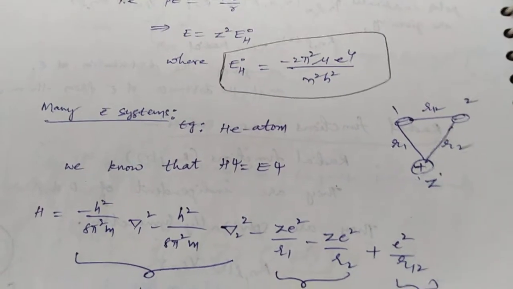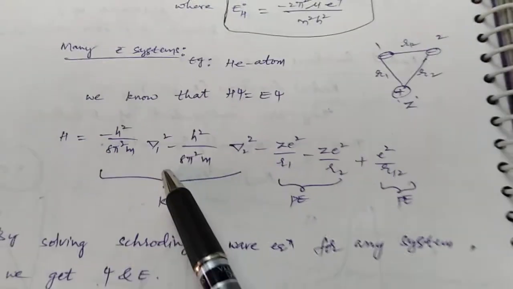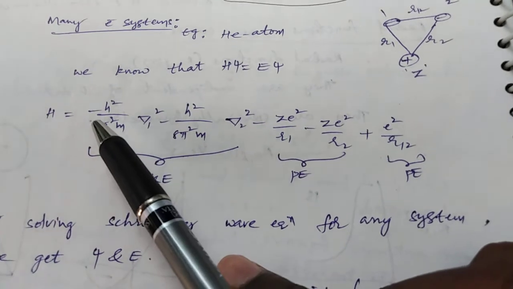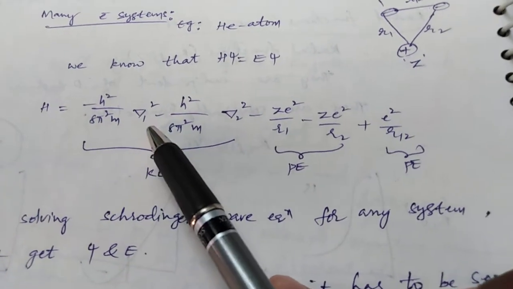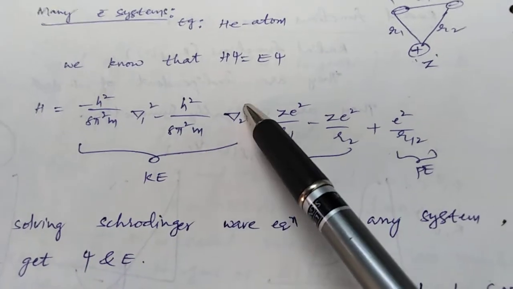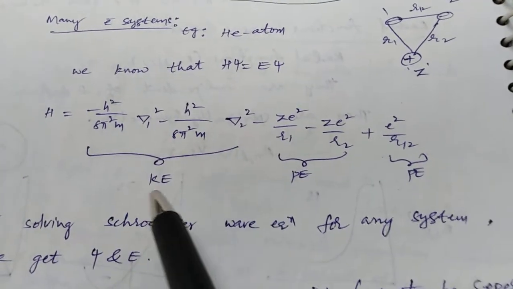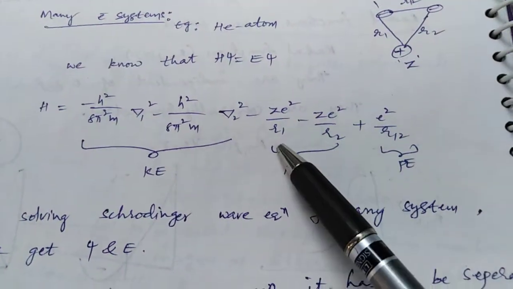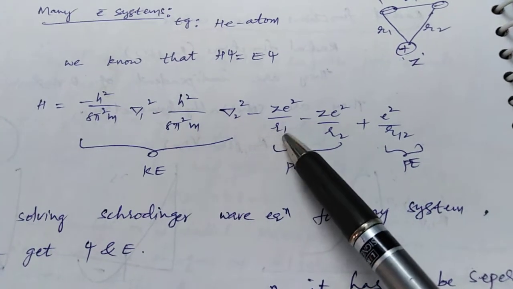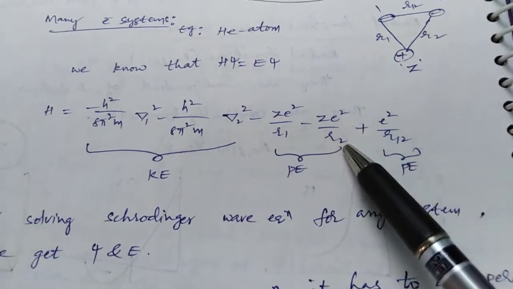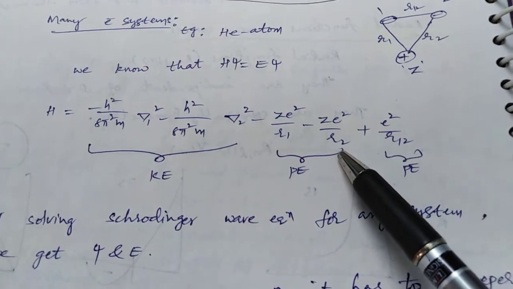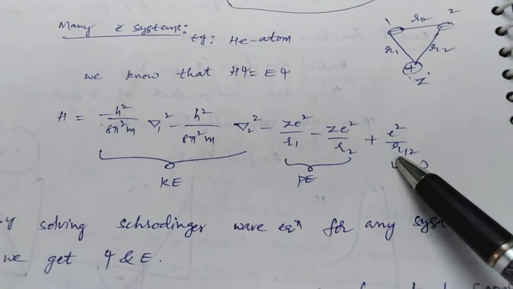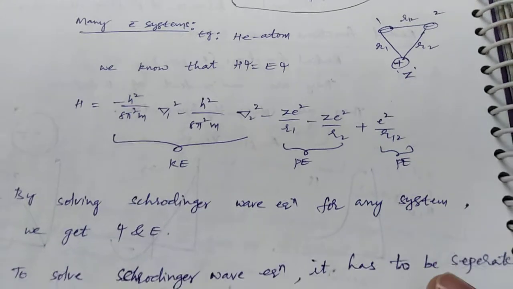By using this diagram, we can write the Hamiltonian operator for the operator form of the Schrodinger wave equation. H is equal to minus h square by 8 pi square m del 1 square minus h square by 8 pi square m del 2 square. These terms indicate the kinetic energy of the helium atom, and minus Ze square by R1 represents the potential energy for the first electron. Minus Ze square by R2 represents the potential energy for the second electron, and e square by R12 represents the potential energy between the first electron and the second electron.